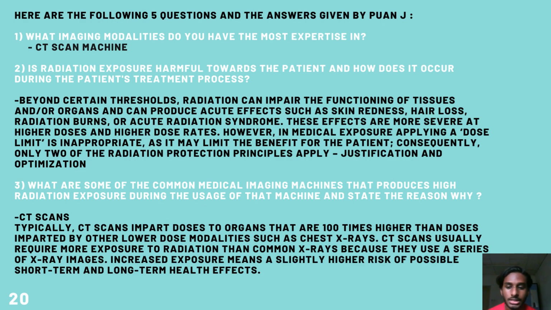So the third question is, what are some of the common medical machines that produce high radiation exposure during usage, and state the reason why? So basically, she answered CT scan because she specialized in that area. And typically, CT scans impart doses to organs that are 100 times higher than the doses imparted by other lower dose modalities such as chest x-rays. Because in CT scan, it has an increased exposure because they use a series of x-ray images. This means a slightly higher risk of possible short-term and also long-term health effects that will affect the patient.